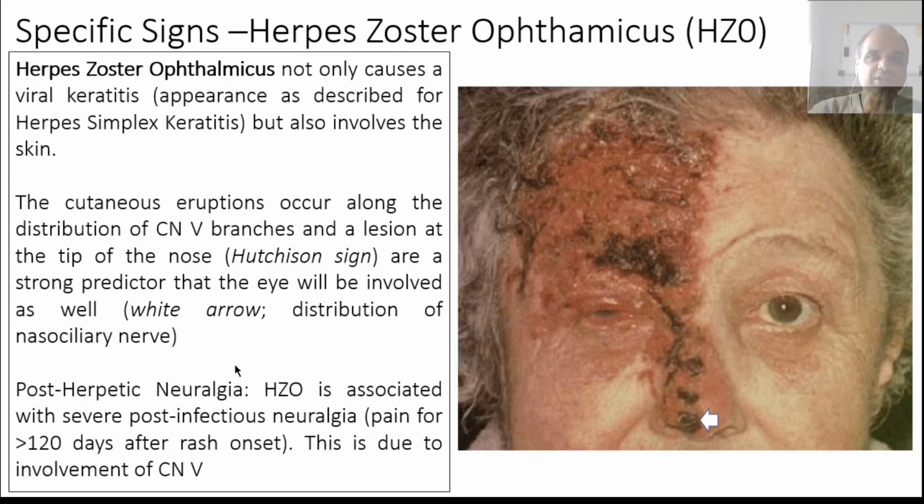One thing that's associated with this is called post-herpetic neuralgia. This is a very painful condition, and it is pain that lasts for more than 120 days from the point where the rash first appeared, and this is again because of the involvement of the fifth nerve. The post-herpetic neuralgia is at times so bad that patients have actually thought of committing suicide. Yes, that's actually true because of the amount of pain that they have.